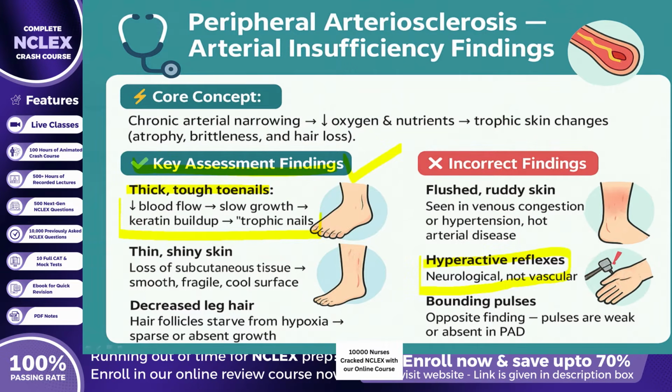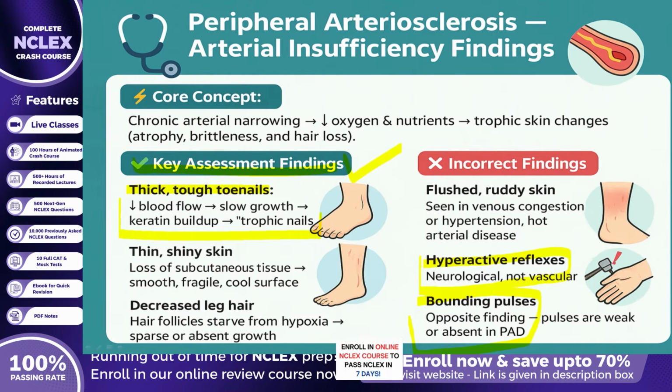Arterial insufficiency affects blood supply, not reflex arcs, so exaggerated reflexes would suggest upper motor neuron lesions, not peripheral vascular compromise. Looking at option D, bounding peripheral pulses, this is incorrect because arterial insufficiency results in weak, thready, or even absent pulses distal to the obstruction. Bounding pulses are typically found in hyperdynamic circulatory states, such as hyperthyroidism or aortic regurgitation, not in ischemic limbs.